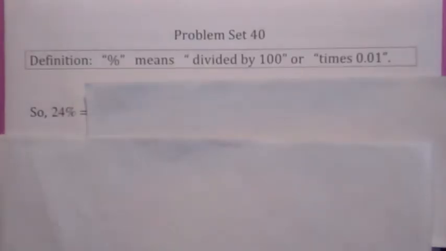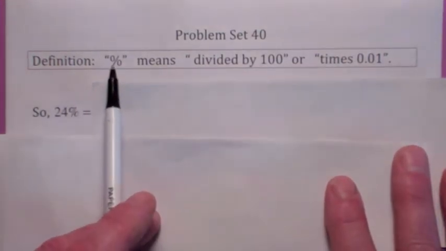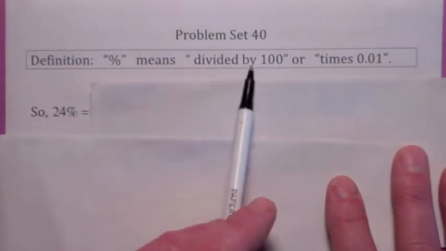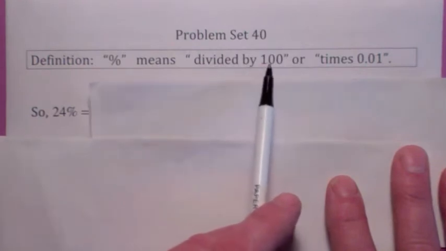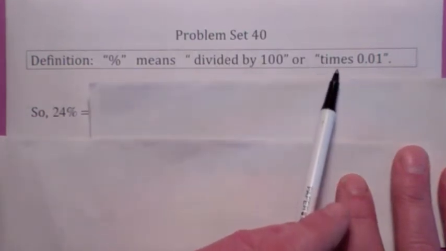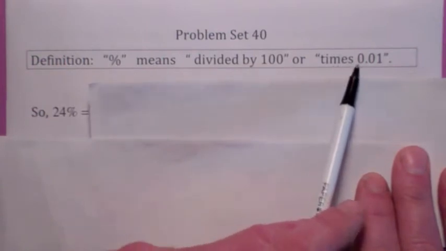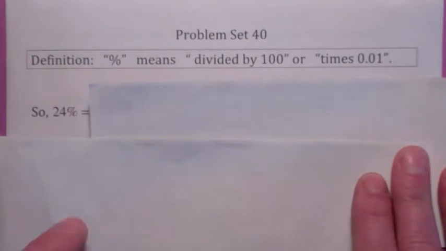Okay, in this video we're going to talk about percents and how to convert among percents, decimals, and fractions. Whenever you see a percent sign, it literally can be replaced with divided by 100. It means the same thing. Percent means per 100 or divided by 100. And dividing by 100 is the same thing as multiplying by 1/100th or multiplying by 0.01. So all these things mean the same thing.